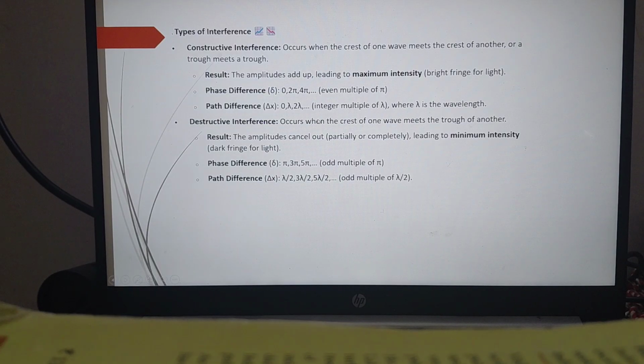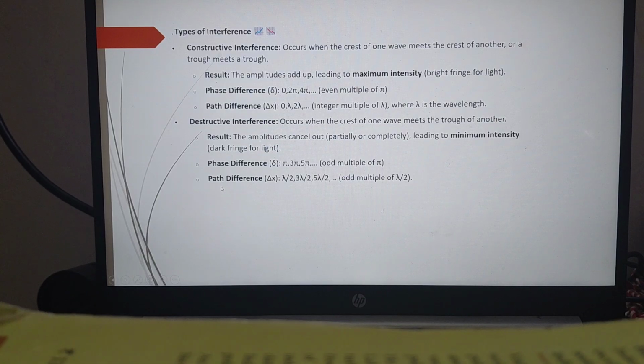So that amplitude cancels out, that is dark fringes resultant. So what will be the phase difference? The phase difference is pi, 3 pi, 5 pi, that is an odd multiple of pi. Here, in constructive, it is an even multiple of pi. In destructive, it is an odd multiple of pi.